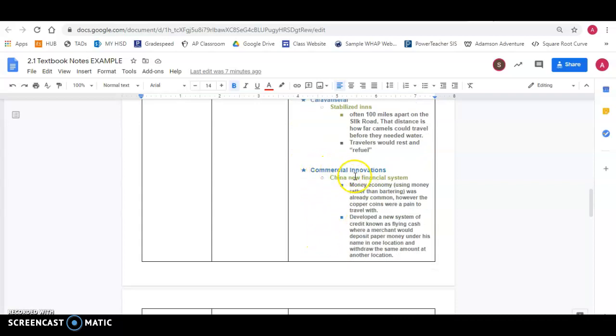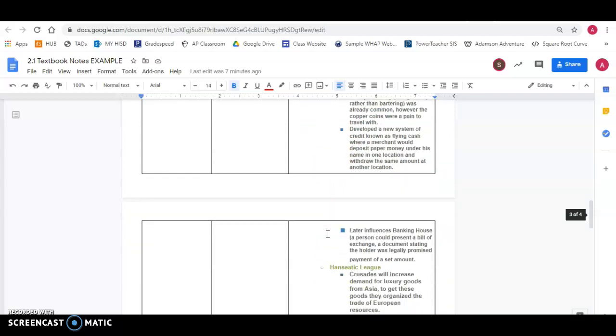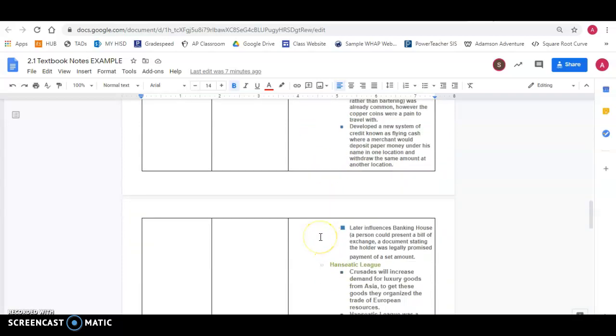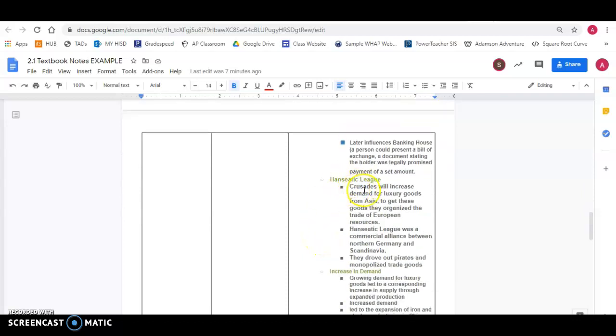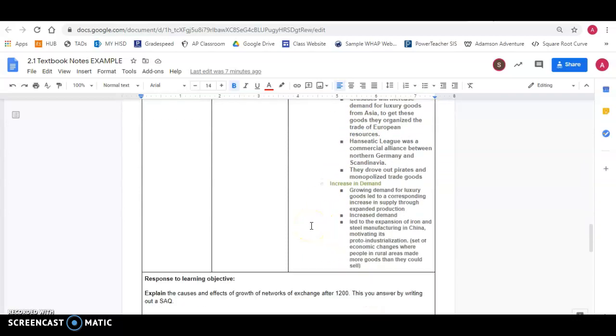Commercial innovations is very important. There might be a lot of questions about that. So you have the China new financial system, so transitioning to a money economy. Then you have flying cash. Then you have the banking houses and the system of exchange. We mentioned the Hanseatic League. And then lastly, we mentioned the increase in demand.